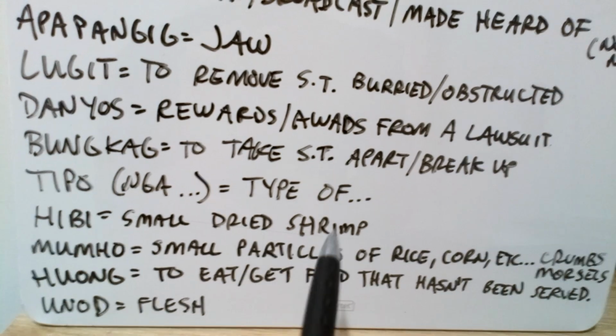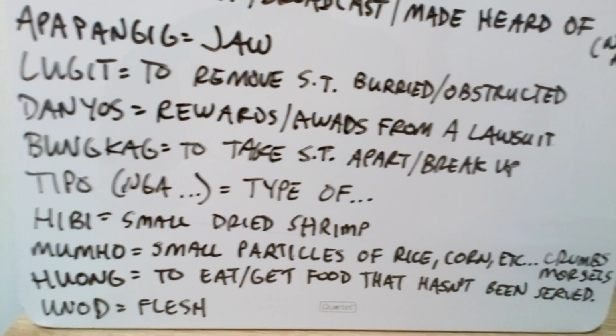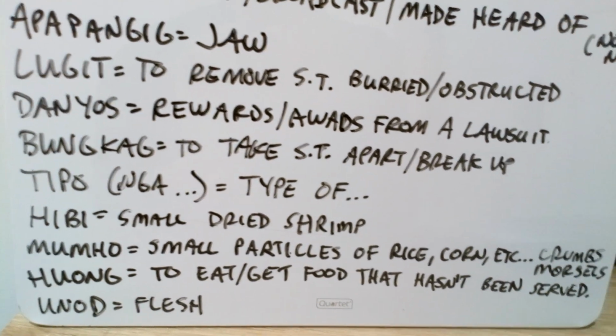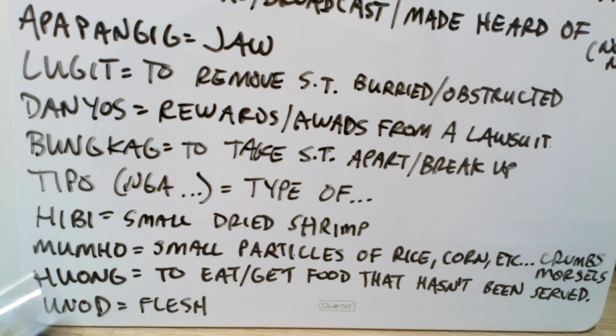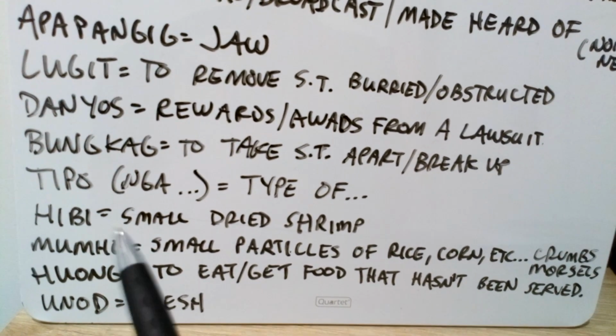Hibi means the small dried shrimp that you see in the grocery stores or bags. You know, in a little bag you see small dried shrimp being sold. That's just hibi.